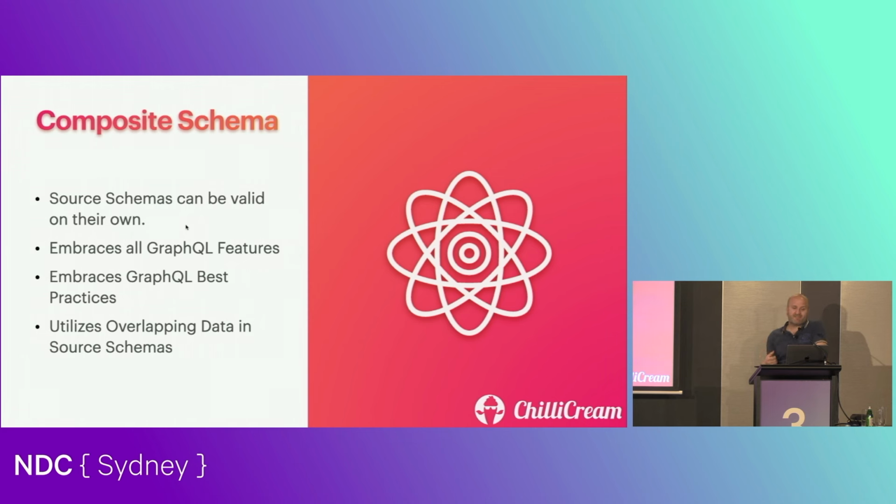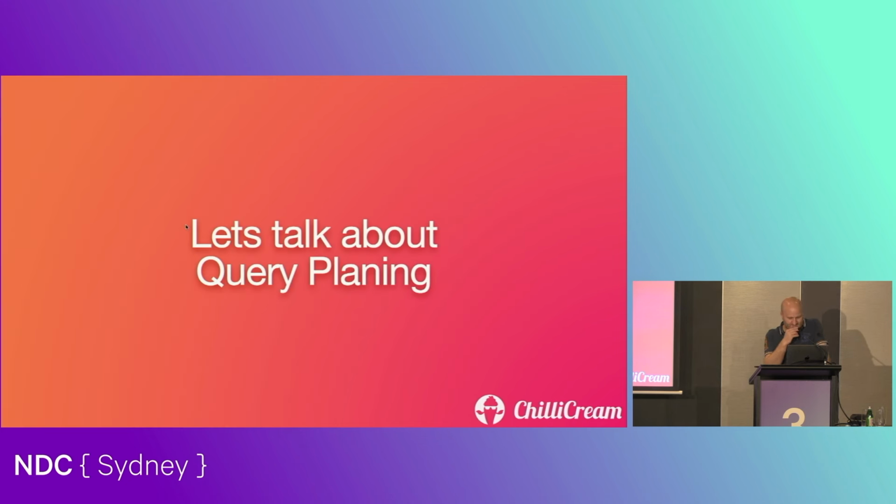So source schemas in this approach can be valid on their own. As I said, we are embracing all GraphQL features and best practices. And the last thing is overlapping data. Overlapping data can be used to improve performance. That's the first thing I showed, right? After we introduced this review subgraph, we were still just fetching from one graph because we recognized there was overlapping data and we could reduce the impact to your downstream systems.